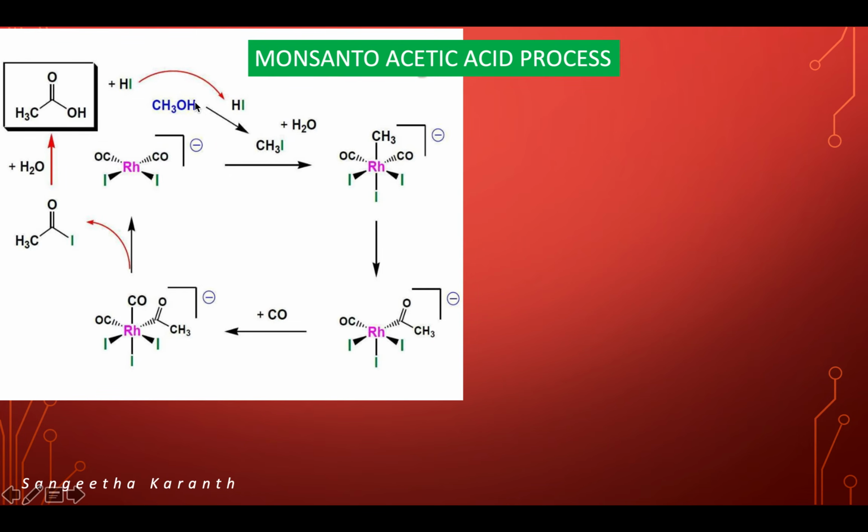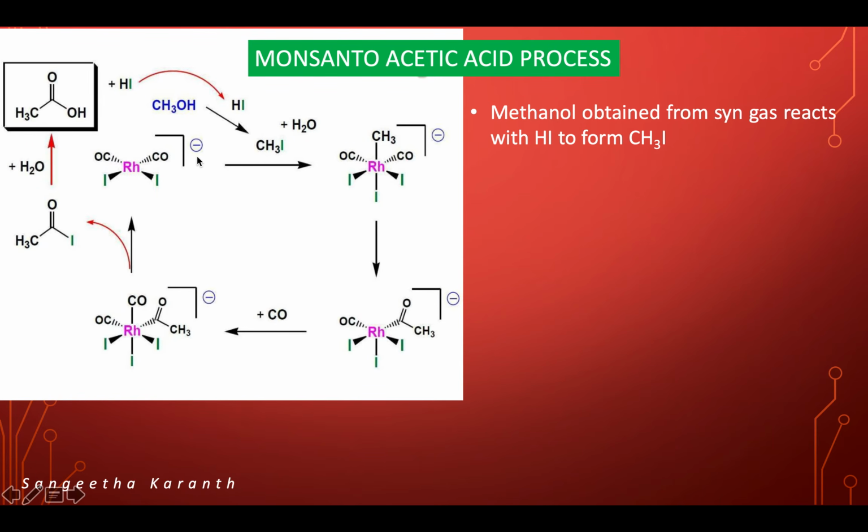Okay, so this methanol is obtained from syngas, as I've already told, and it is made to react with HI to give these two products. Here we have taken the catalyst. So first step, methanol obtained from syngas reacts with HI to form CH3I.